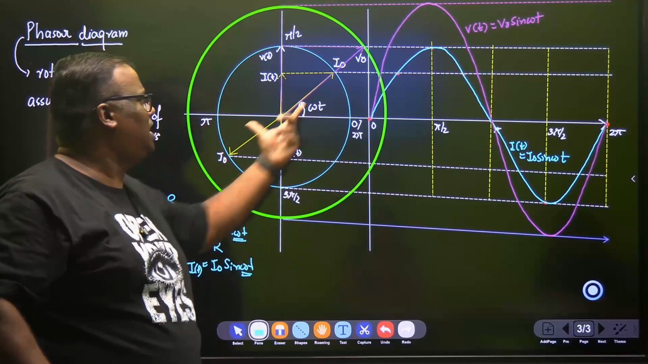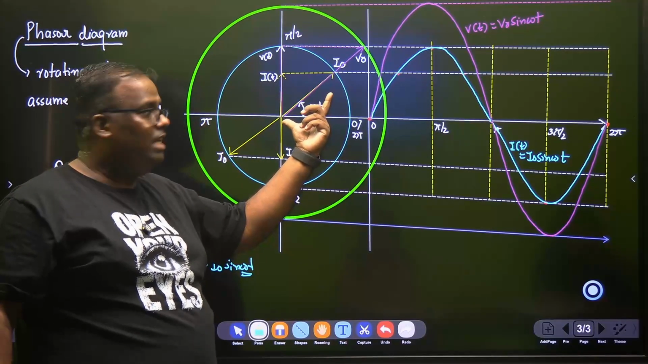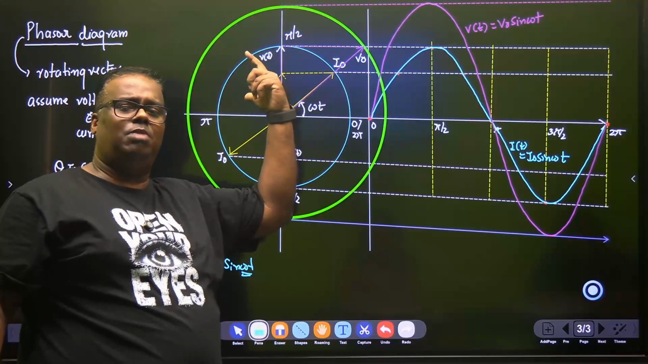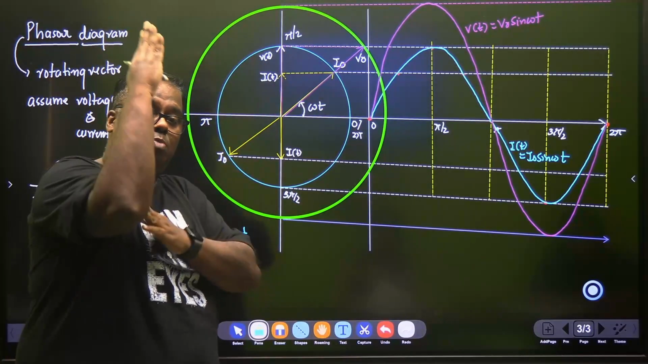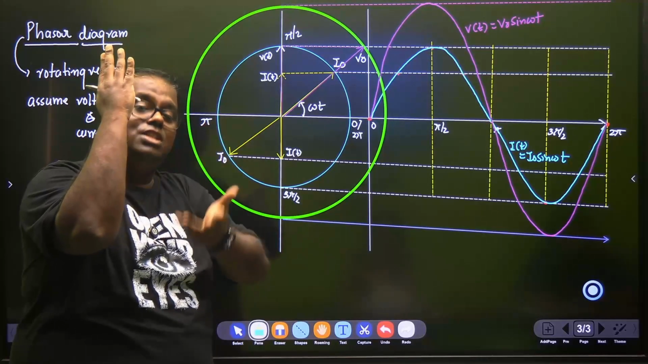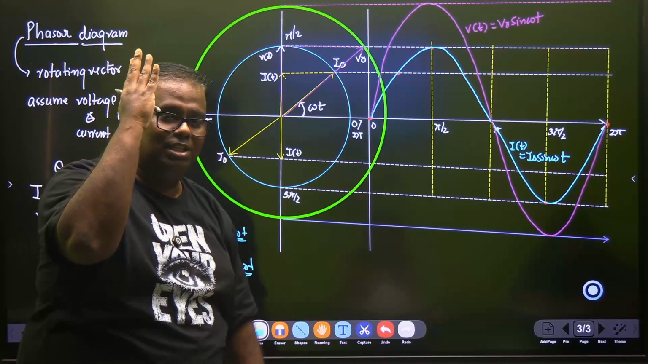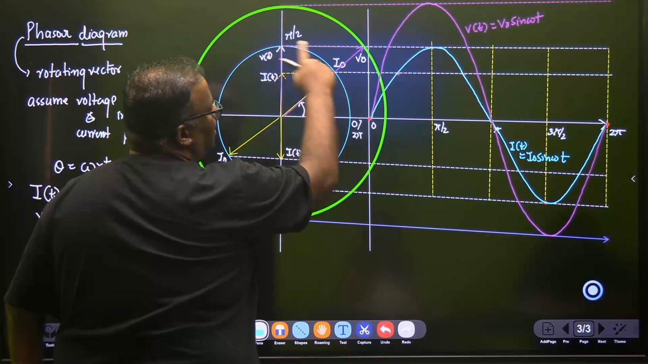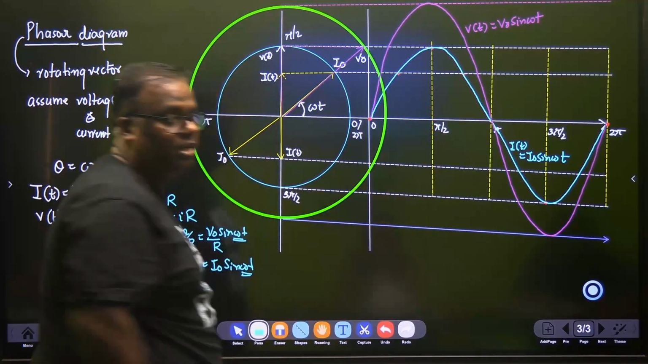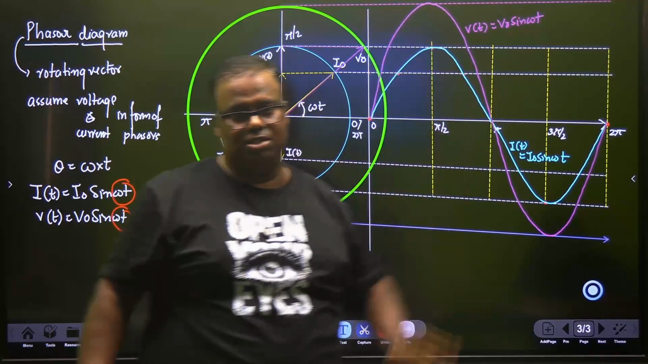Just imagine, this is sine omega t. Lead means sine omega t plus pi by 2. Sine something plus 90. So the function changes. It becomes what? Cos omega t. And a cos function will not start from here. The cos function will be starting from negative pi by 2. वो आगे lead कर जाएगा. Before the voltage comes, the current has already passed.